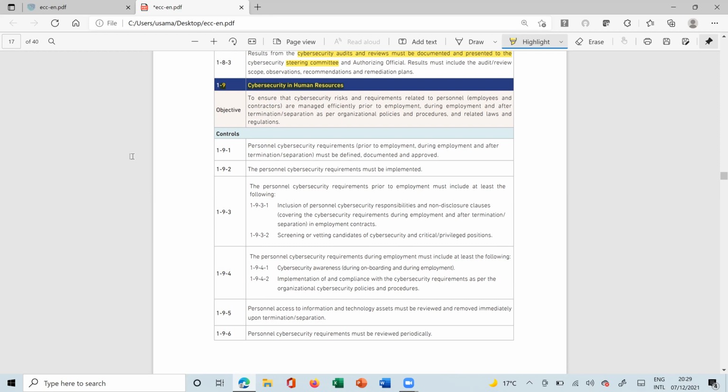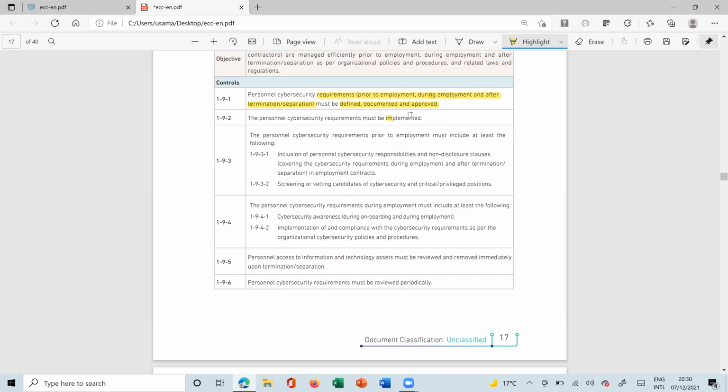And here you will find a lot of controls. For example, control number 1 mentions that personnel cybersecurity requirements prior to employment, during employment, and after termination must be defined, documented, approved, and implemented. This is the standard which we define.